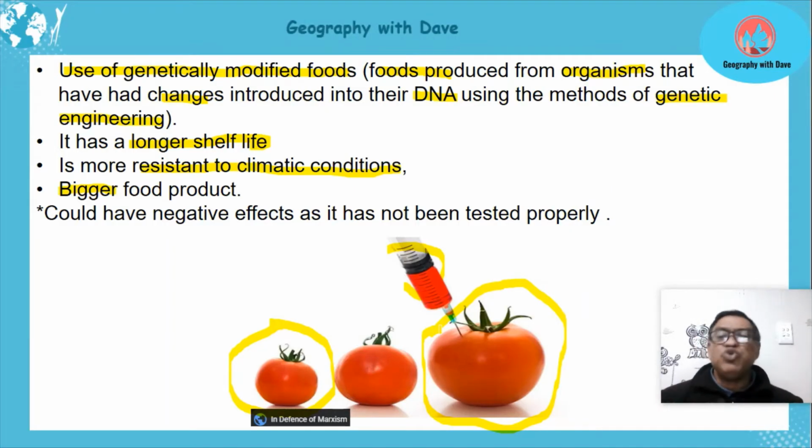Of course, we do need to know that it could have negative effects because it hasn't been tested properly in terms of length of time. You need more and more and more years. I know it's been in existence for quite a few years now, but more testing needs to come up. And then in the end, we will know whether there's any negative effects or not. But it's a brilliant idea. If with no negative effects, it's going to really help food security. Okay, let's go on.